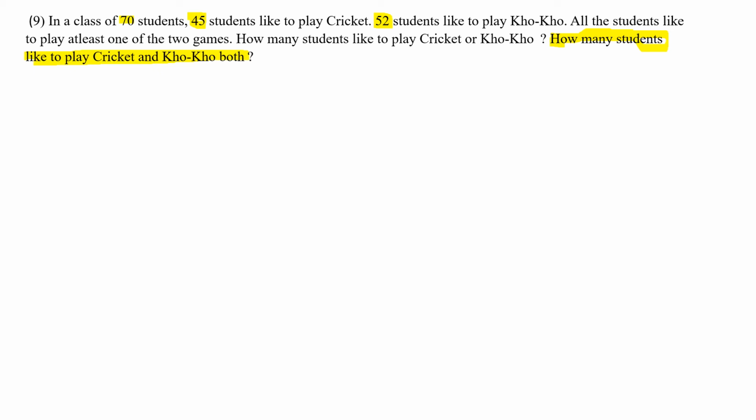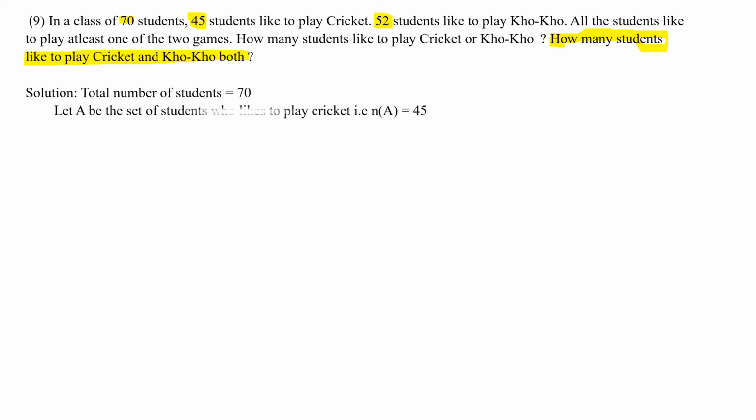Now, students, the numbers are given. So we have to denote cricket and kho with a letter for each set. The total number of students is equal to 70. Now let A be the set of students who like to play cricket, that is n of A equal to 45. Similarly, let B be the set of students who like to play kho, that is n of B equal to 52.